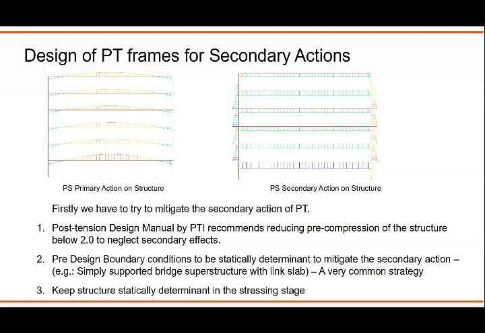Sometimes we change our construction sequence and have intermediate construction stages which allow the structure to deform in the stressing state. That is one trick we use, so the structure doesn't have any secondary forces. The structure is simply supported for the stressing stage, but after constructing, we convert the connections to fixed connections, and the structure becomes continuous for the live load. This is another method we use to mitigate the effect of secondary action.